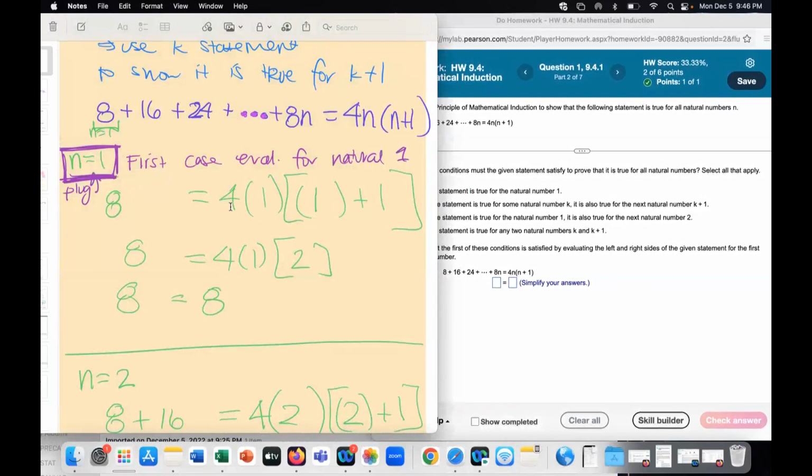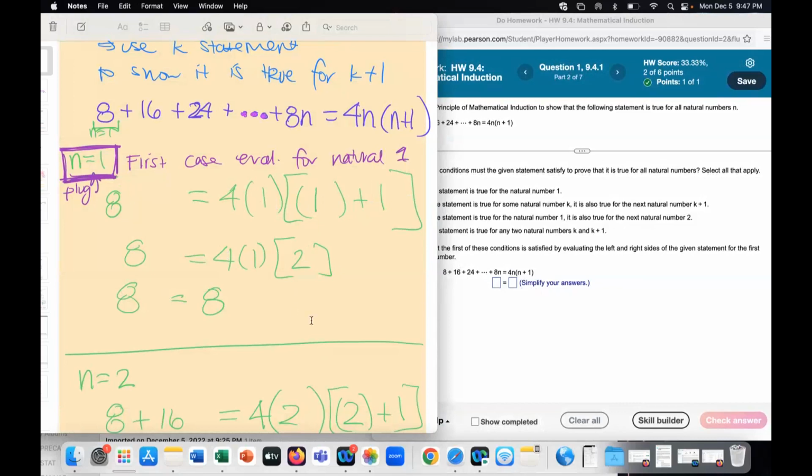So we've done this. We have 4 times 1. And then inside the bracket, I put brackets here instead because I added parentheses for the n. You're going to have a 1. 1 plus 1 gives me 2. And then dropping everything down, 4 times 1 times 2 will give me 8. So 8 is equal to 8. And so this is that first part.